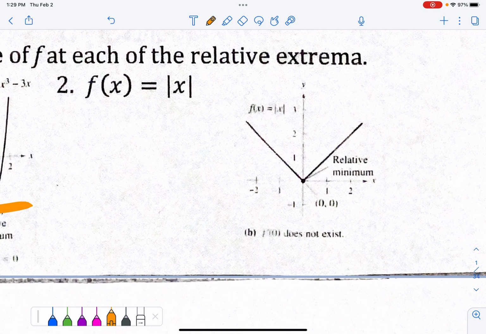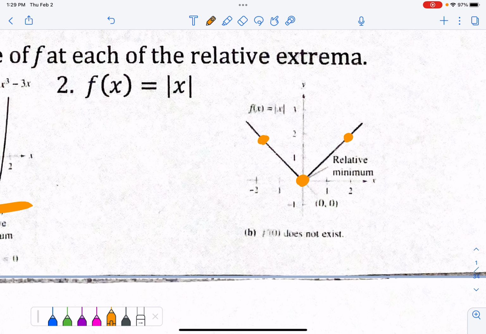Okay, number 2. Does not exist. Why does it not exist? Why can I not find the derivative at this point? Because there's no derivative. It's a sharp point. You can't find the derivative at a tippity tip, right? Now, if it had asked for the derivative here, I could find the derivative over here, but it's continuous.